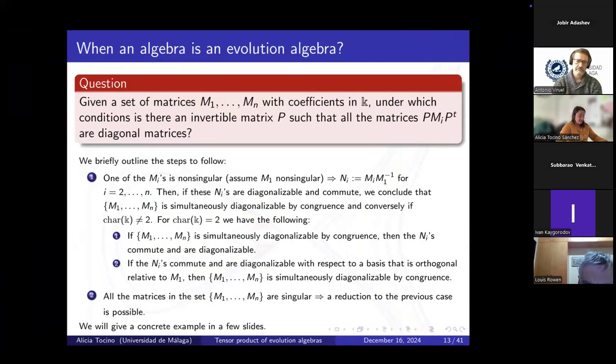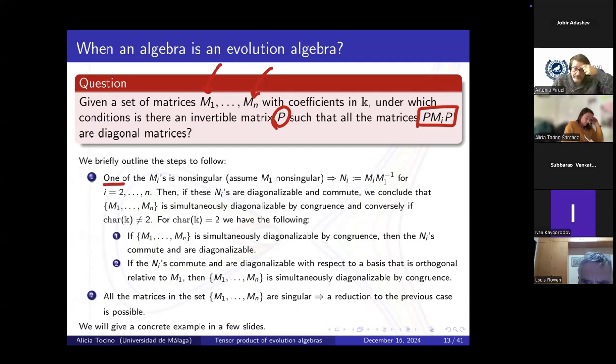So the question is: given a set of matrices that represent the inner products of each component with coefficients in our field, under which conditions is there an invertible matrix P such that all the matrices of this form are diagonal matrices? And they define a method in order to see if such an invertible matrix P exists or not.